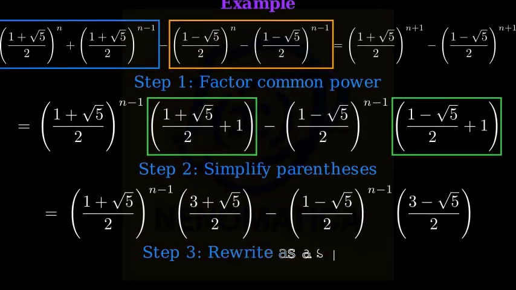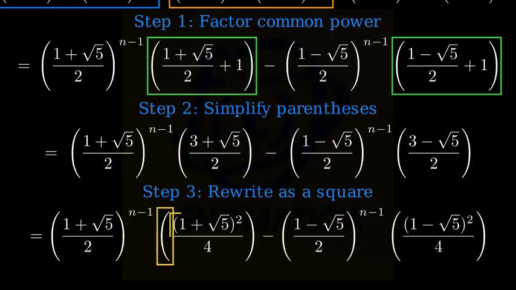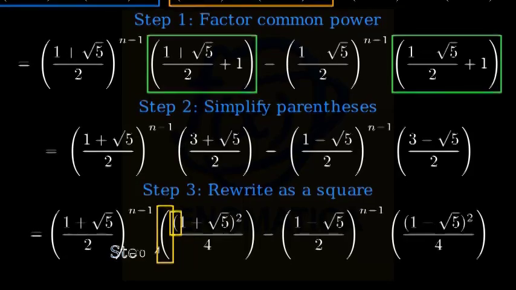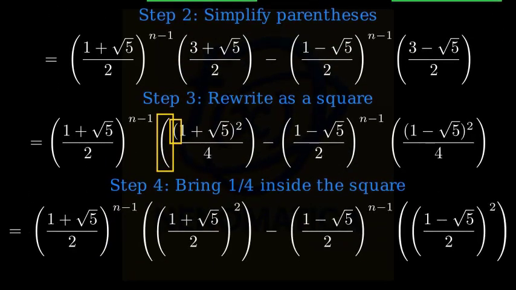Step 3. Recognize a perfect square. (3 plus or minus square root of 5) over 2 equals (1 plus or minus square root of 5) squared divided by 4. Step 4. Move the division by 4 inside the base, which turns each factor into the base (1 plus or minus square root of 5) over 2, all squared.